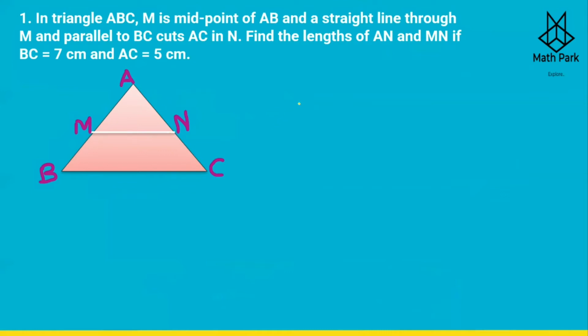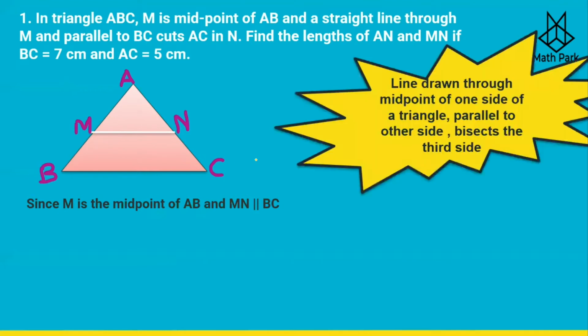Now, this question is based on the converse of midpoint theorem. It says that if a line is drawn from the midpoint of one side of a triangle and parallel to another side, it bisects the third side. So since M is the midpoint of AB and MN is parallel to BC, by converse of midpoint theorem, we get N is the midpoint of AC. So this is the converse of the midpoint theorem.